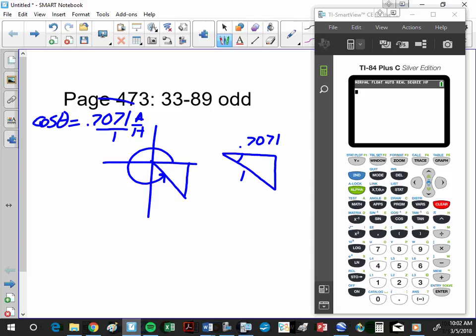Or, really, I could just invert the cosine. So cosine inverse of 0.7071 gives me 45, just over 45 degrees. Okay? So this is 45 degrees, which means this is 360 minus 45, which is 315. Okay? All right.